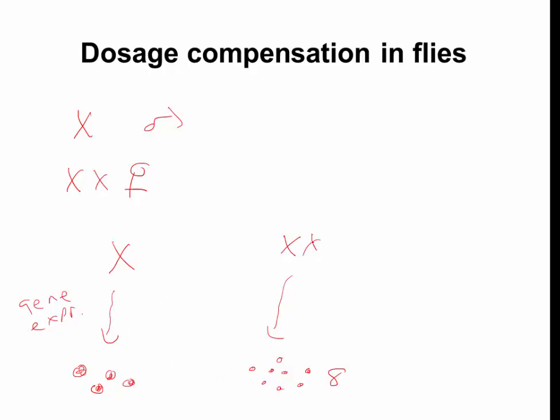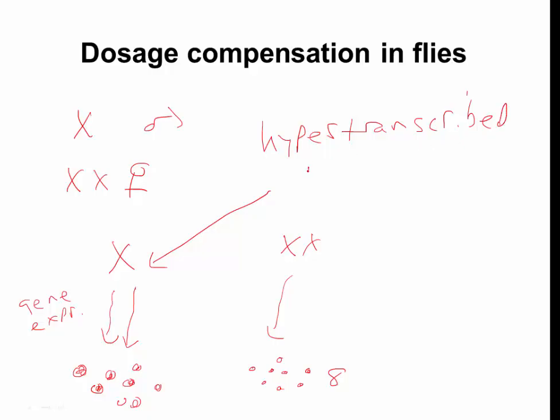So one thing we could do is inactivate the X chromosome and then only express half of these proteins. But in flies, for whatever reason, the X chromosome is hypertranscribed. And that's just to let you know that there's different ways to do it.